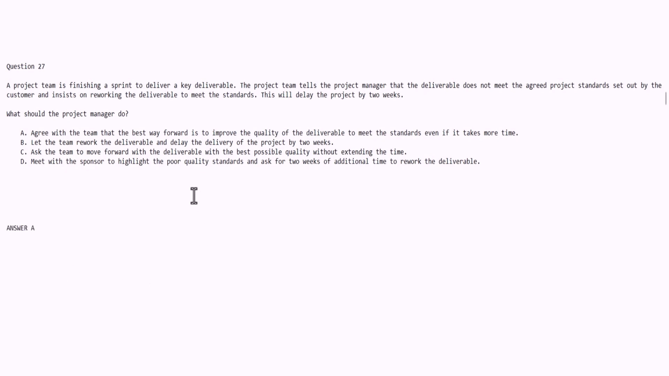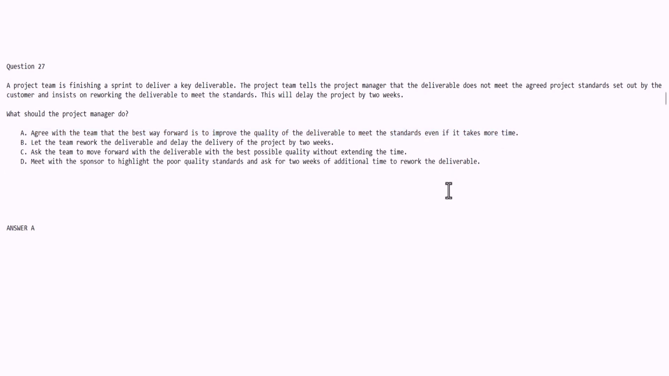Okay, so here we are back, and hopefully you got the answer correct. When faced with a pickle and you find that the quality standards are not there, or in this case, it's been communicated by the actual team, the question was, how should the project manager handle the situation in finding out that there may potentially be a 2-week delay? And the correct answer is A, that the PM really should agree with the team that the best way forward is to improve the quality of the deliverable to meet the standards, even if it takes more time.